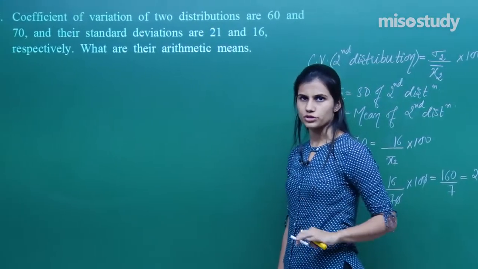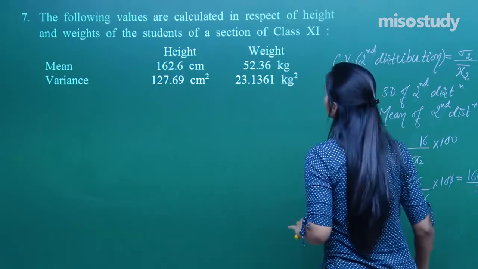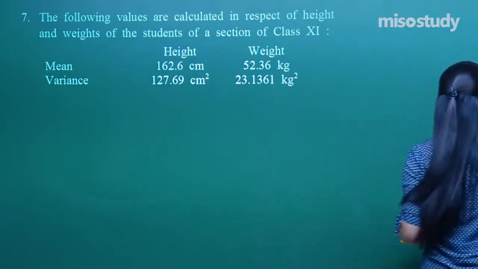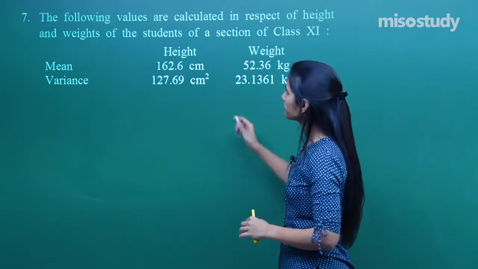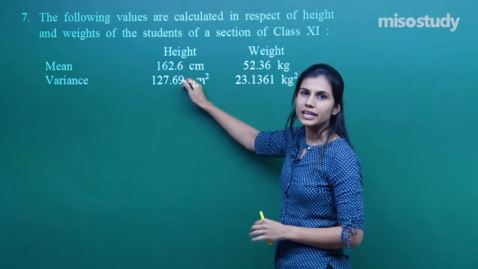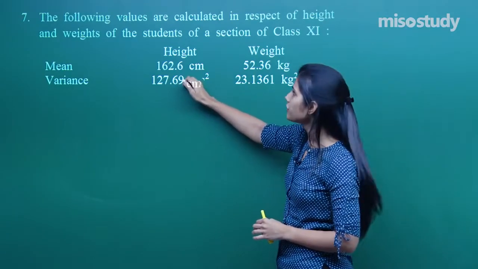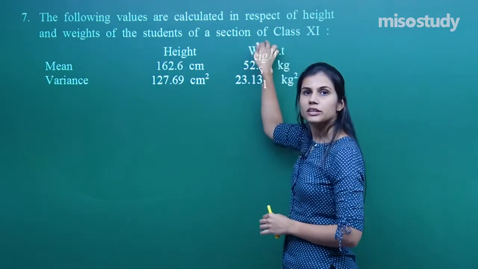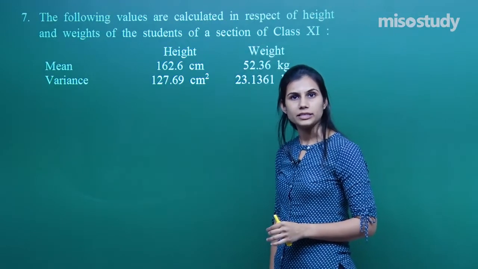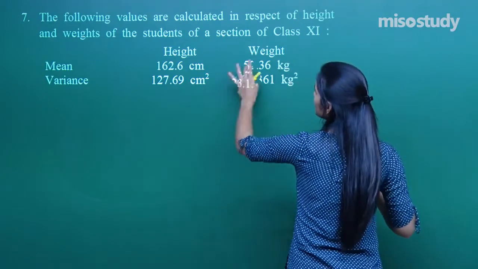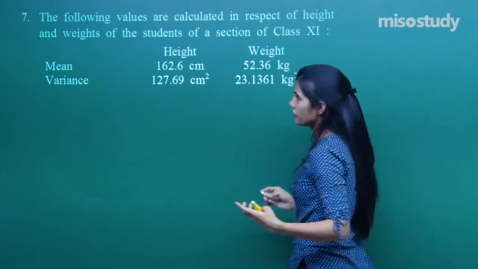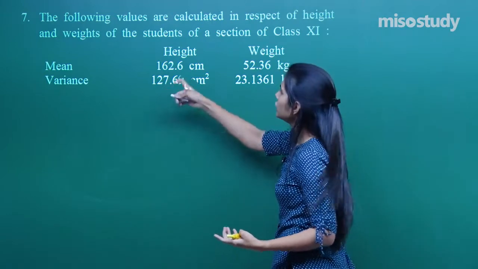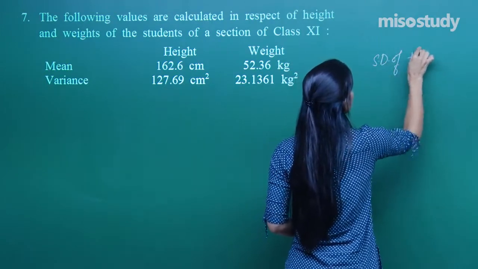So, this is the very way to evaluate the arithmetic mean from the given coefficient of variation as well as standard deviation corresponding to two distributions. Next we have: following values are calculated in respect of height and weight of the students of a section of class 11th. Here the question is trying to ask which one of them is going to have greater variability. Corresponding to height, we need to calculate the coefficient of variation. Corresponding to weight, we need to calculate the coefficient of variation and then talk about the variability. Is it clear? So, here if I have the mean as well as the variance given, how can I talk about the coefficient of variation? In order to compute the coefficient of variation, we need a standard deviation. Variance of height is given to me, so I will be getting standard deviation of height.